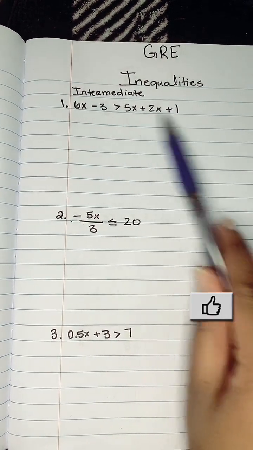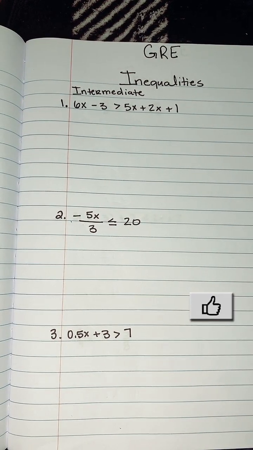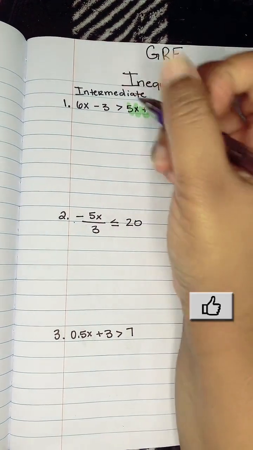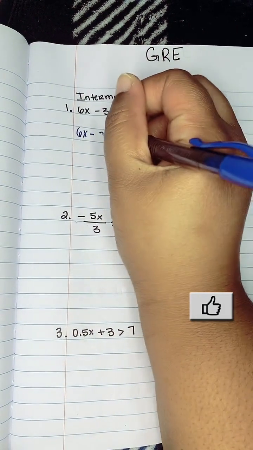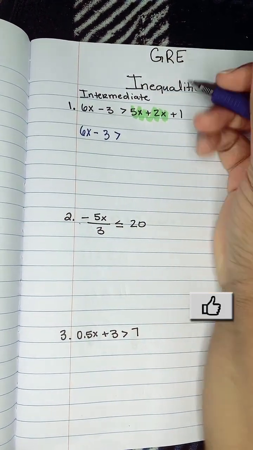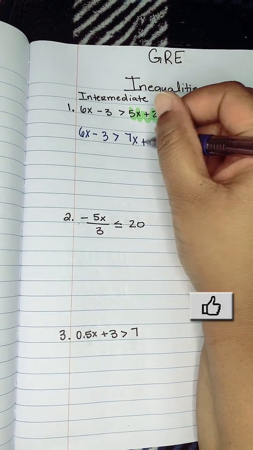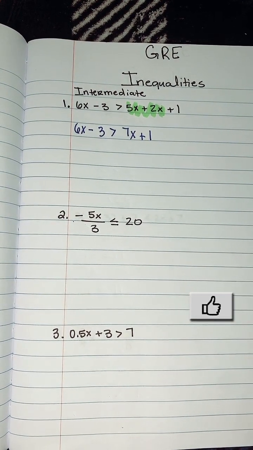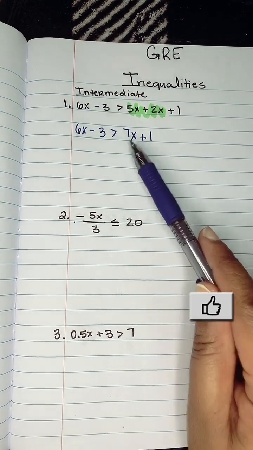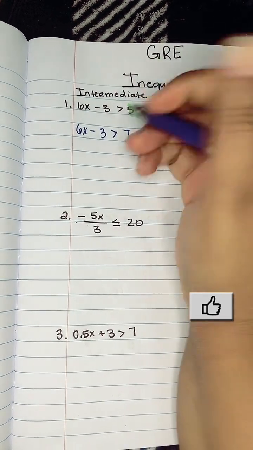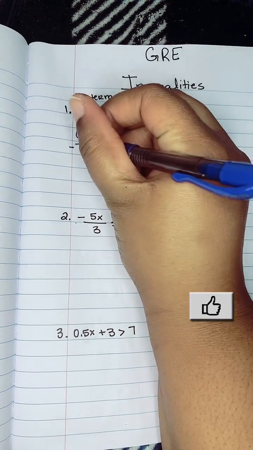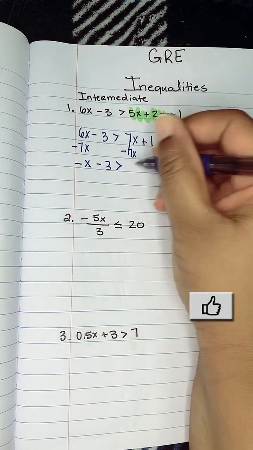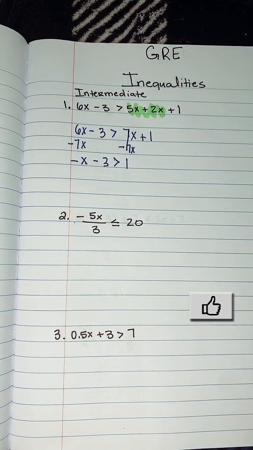So number 1 here, we have some like terms that we can combine. We have 5x plus 2x. So we could drop down this side: 6x minus 3 is greater than 5x plus 2x, which is going to give us 7x plus 1. And then we need to get our x's to the left side. So we're going to do that by taking the opposite of this positive. We're going to subtract 7x, and we're going to get negative x minus 3 is greater than 1.